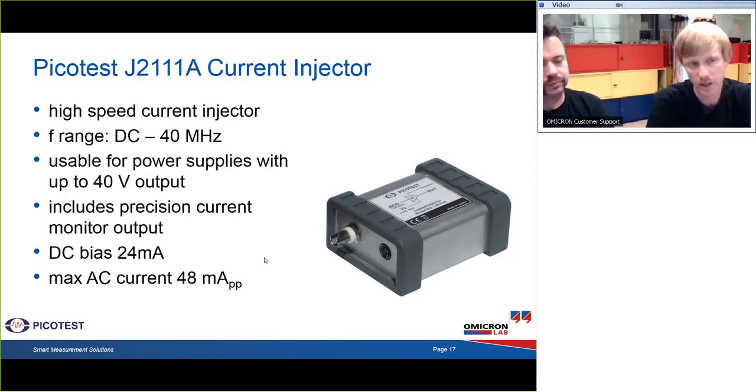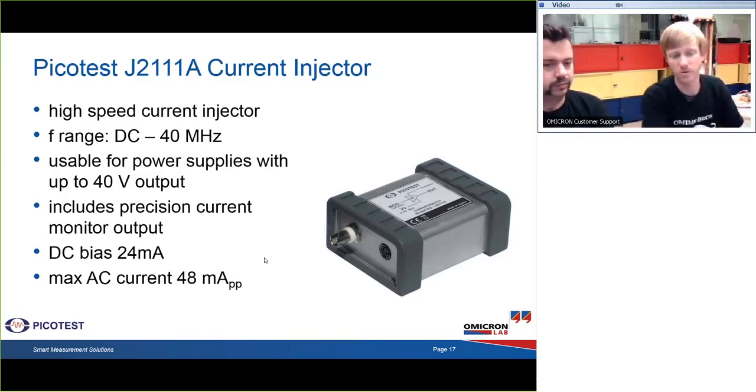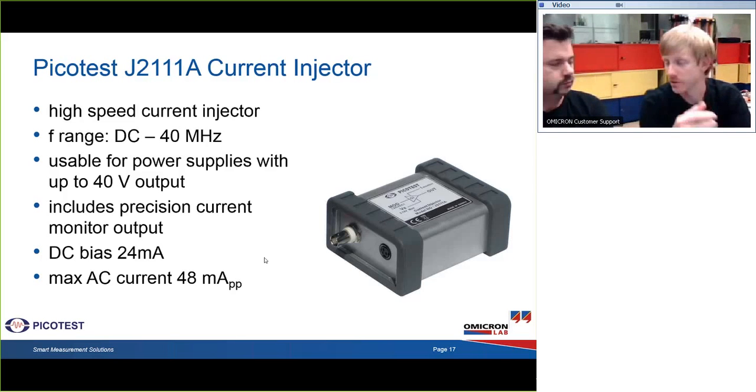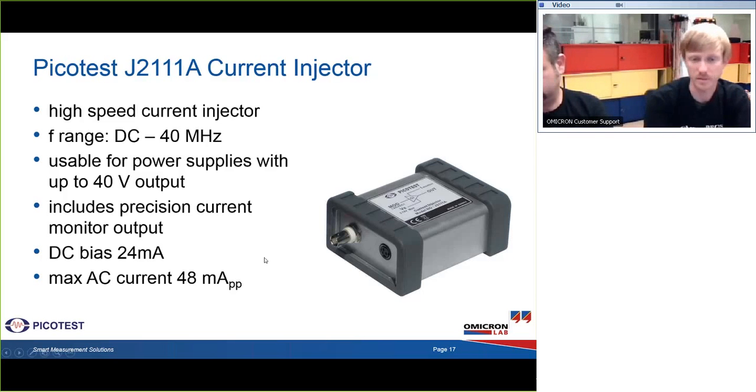Okay. You can add a DC bias of 24 or 25 milliamps, and we need that since the Bode 100 output is not providing a DC offset. So it's AC around 0, a plus and minus sine wave, and the current injector is a current sink, so it cannot deliver current into our device under test, and we need to sink current. We cannot source current. That's why we need the DC offset, but the current injector does provide it. The maximum AC current you can modulate is 48 or 50 milliamps peak.